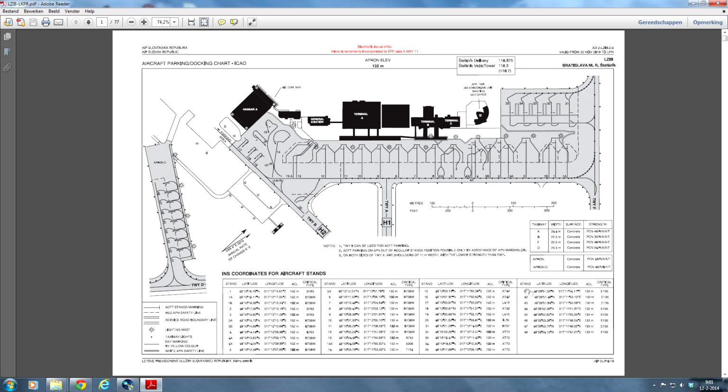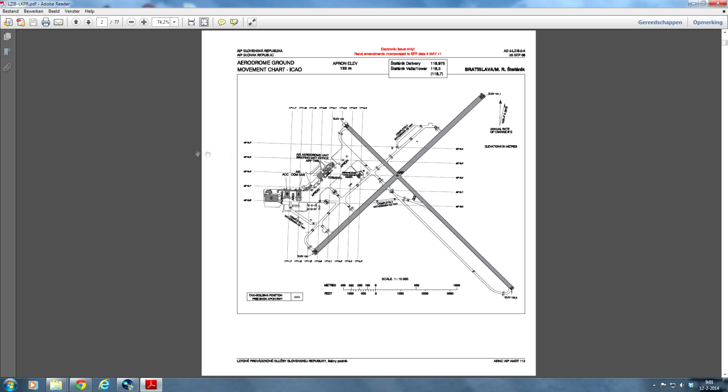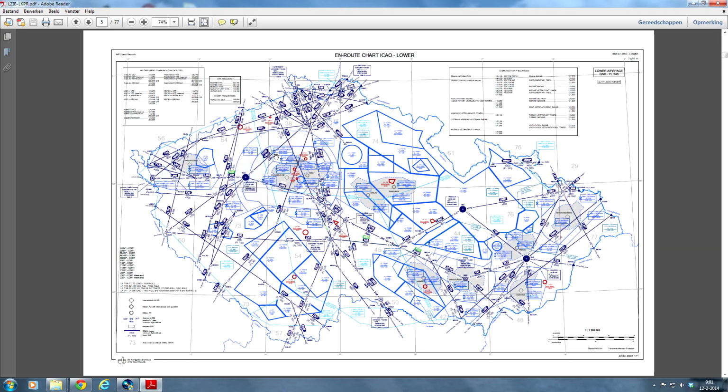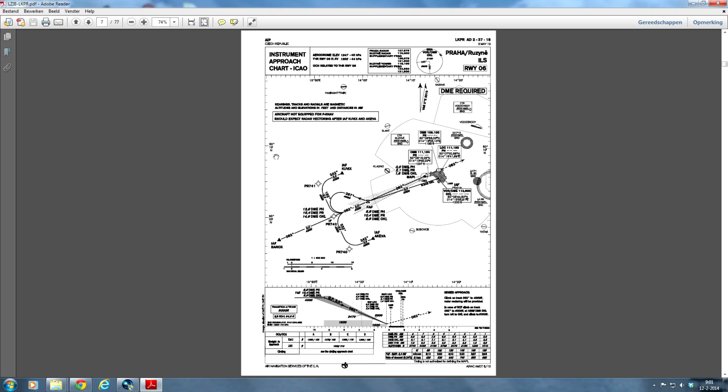So now that you know how to find charts, let's take a look at how to read them. We're going to do this using a simple flight from Bratislava to Prague, two simple airports and a very short route. So it's wise to put all the charts in order, either electronically or on paper, so that helps you to make the flight easier and you don't have to look for the charts all the time.